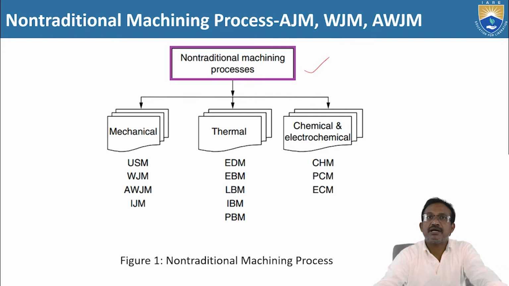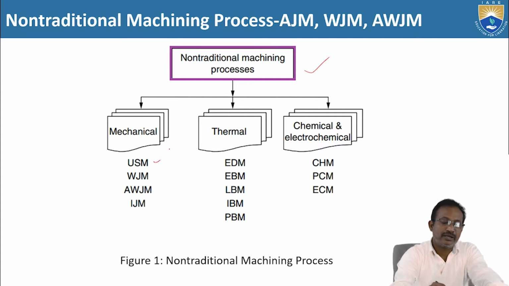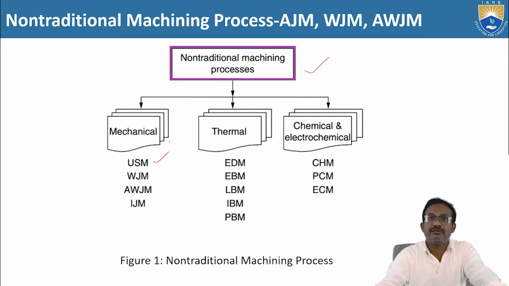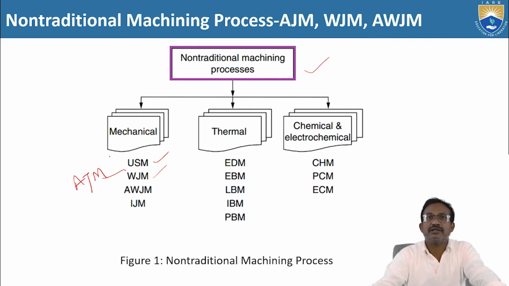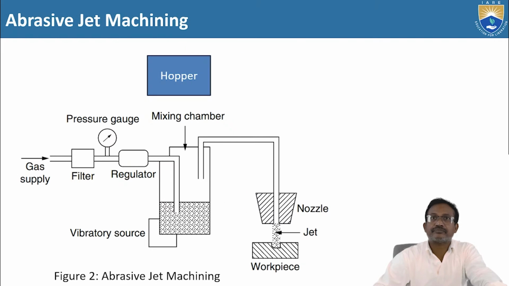non-traditional machining process. Under that we have categories: mechanical, thermal, chemical and electrochemical. Under mechanical, already we have discussed ultrasonic machining. Now we are going to discuss abrasive jet machining and water jet machining. However, in this topic, let us confine to abrasive jet machining. This is the schematic diagram of abrasive jet machining.